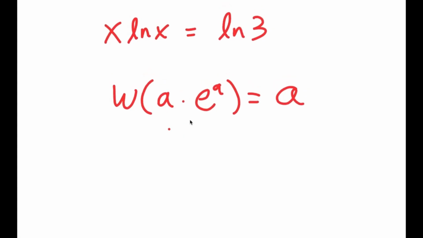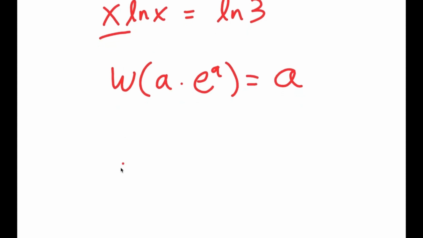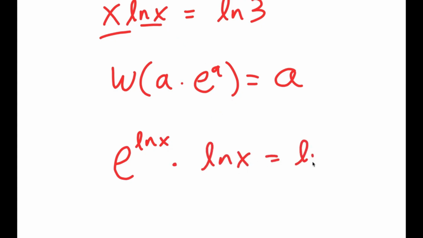So in this case, I'm going to rewrite this so that it suits the W-Lambert formula. So we need to change this to be in the form a times e to the power of a. Well, how am I going to do that? Well, I'm going to first start by rewriting this x as e to the power of ln of x, because e to the power of ln cancel out, so that's just x is all that remains. So x is the same thing as e to the power of ln x, and I have this times ln x is equal to ln 3.